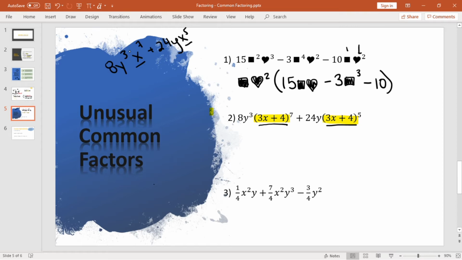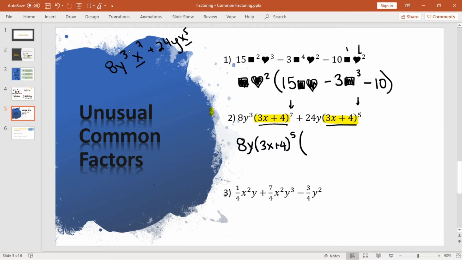8 goes into 24, so I can take out all of the 8. Y cubed and y to the power 1, so I can only take out this. And then I'm going to remove as many of the binomials as I can. I've got to the power of 7 and to the power of 5, so I'm going to take out to the power of 5. And then I have another set of brackets.